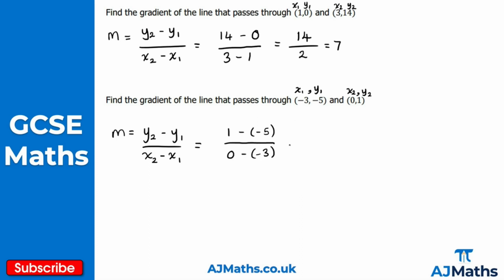Because what happens now is when I simplify here, 1 minus 5, that's the same as 1 plus 5, okay? Same with the denominator here, this becomes addition, so I get 0 plus 3. Well, 1 plus 5 is 6, and then 0 plus 3 would give me 3. So I get 6 over 3, so how many 3's go into 6? Well, that would give me 2 there. So the gradient of the line that passes through these 2 points here is equal to 2.